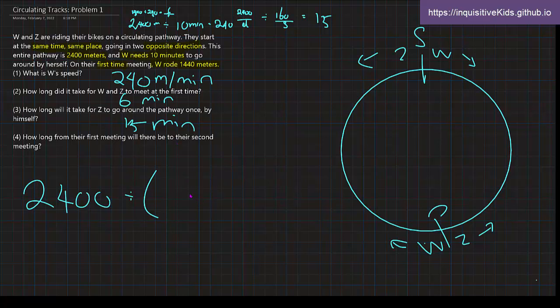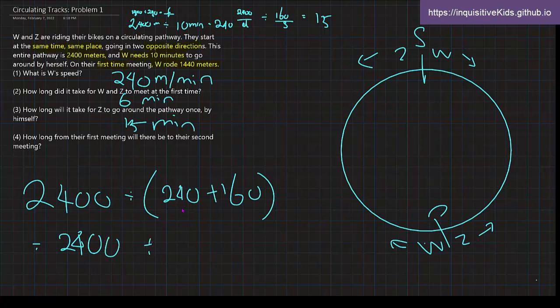Anyway, now there are their speeds combined. We know that their speeds are 160 and 240. So 240 plus 160, right? 160 I found up here. We know that, and we're trying to find the time. So that would be 2,400 divided by the sum of 240 and 160, which gives us 400. So our final answer would be 6. How long from their first meeting will there be to their second meeting? The answer is 6 minutes.